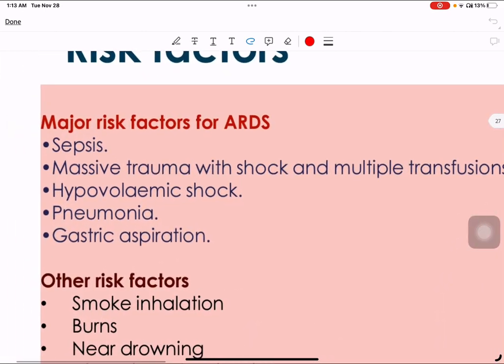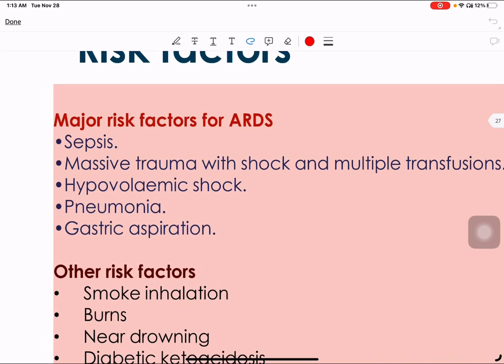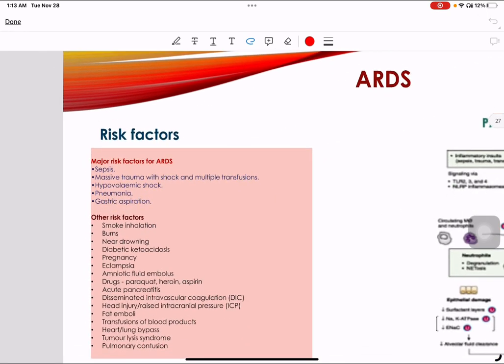So what are the major risk factors for acute respiratory distress syndrome? It may follow sepsis, massive hypovolemic shock, pneumonia, and these are actually the major risk factors, and the ones I mentioned earlier are the other risk factors. So the major risk factors are sepsis, massive trauma, hypovolemic shock, pneumonia, gastric aspiration.